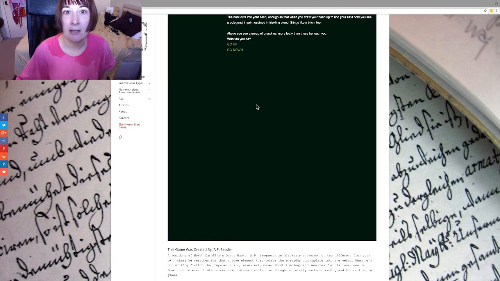The bark cuts into your flesh, enough so that when you draw your hand up to find your next hold, you see a polygonal imprint outlined in trickling blood.